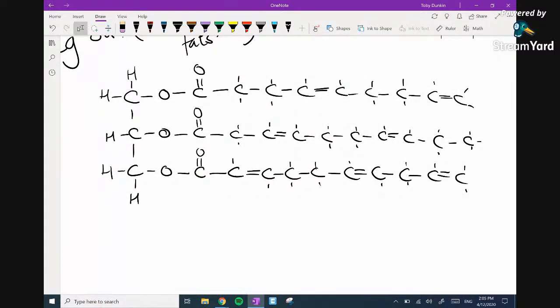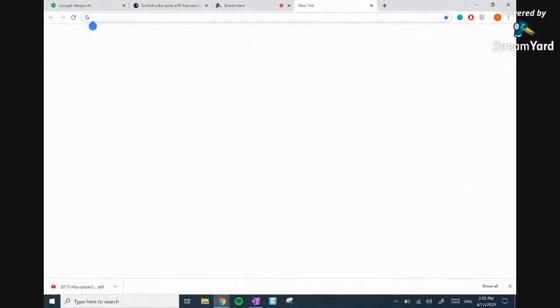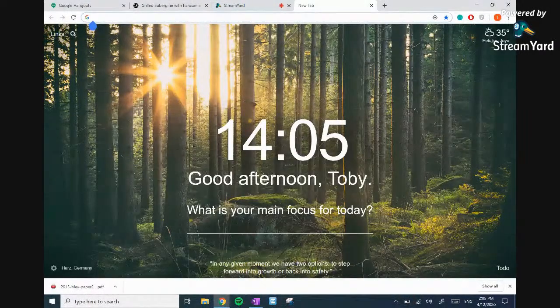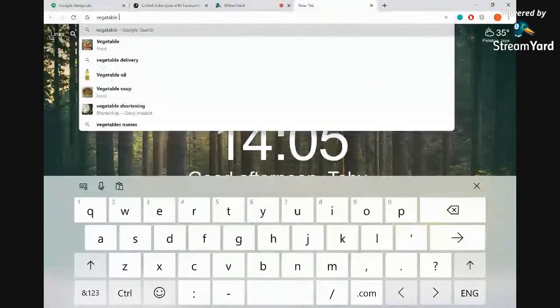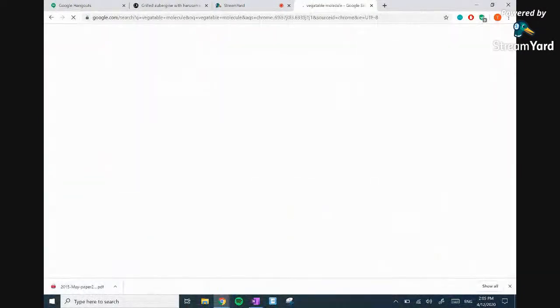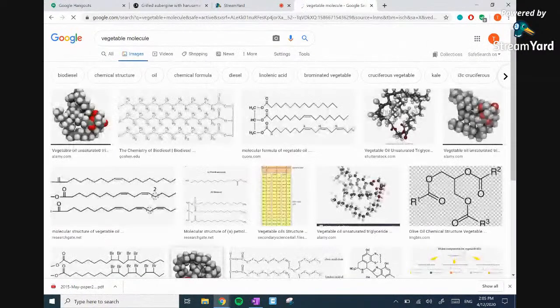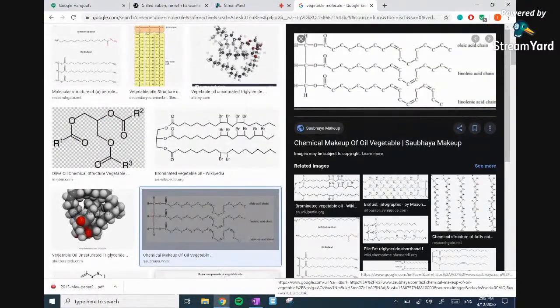Just to point out that each of the double bonds adds an actual kink to the chain. I'm tempted just to show you another image of that particular molecule. So if I do vegetable oil... I just want a vegetable oil molecule. Oh, there you go. You can see all the random double bonds. But the double bonds add a kink in the chain, as you can see there.